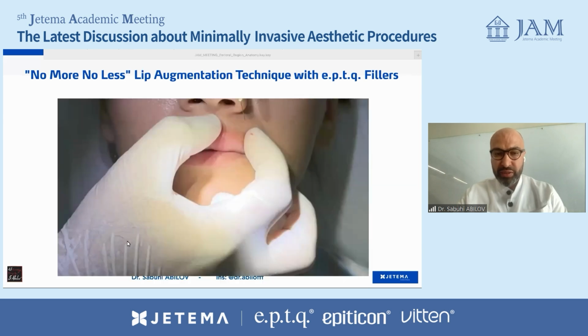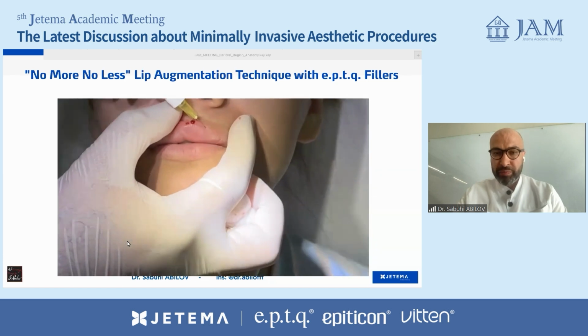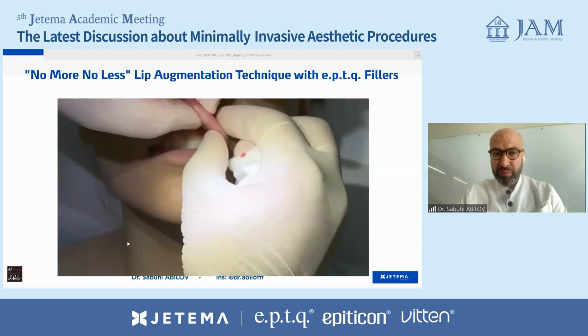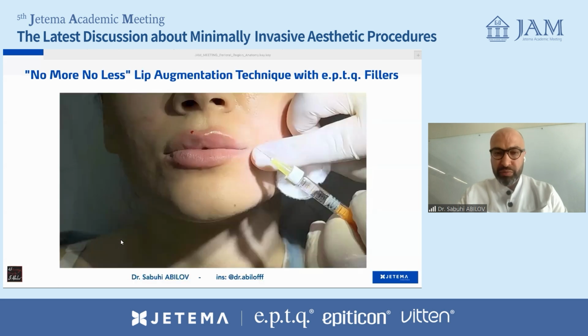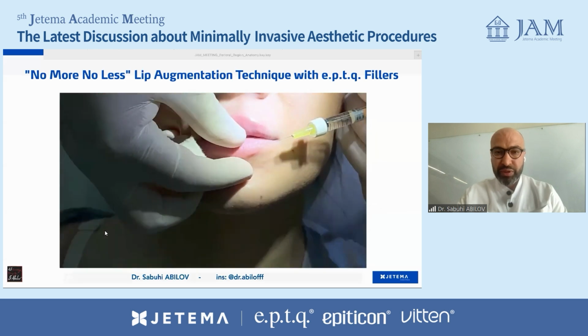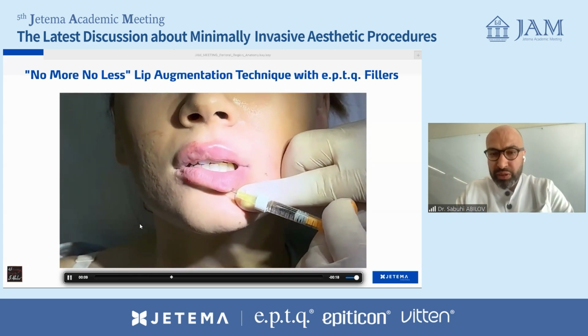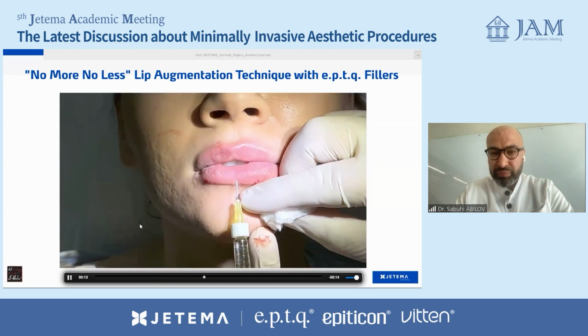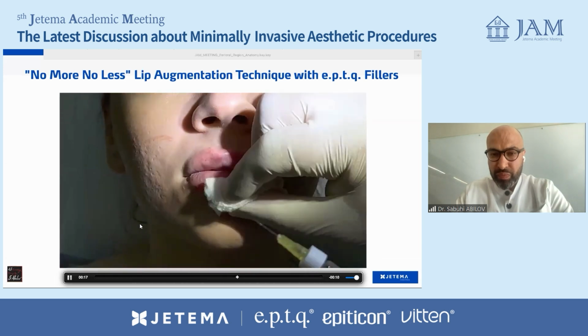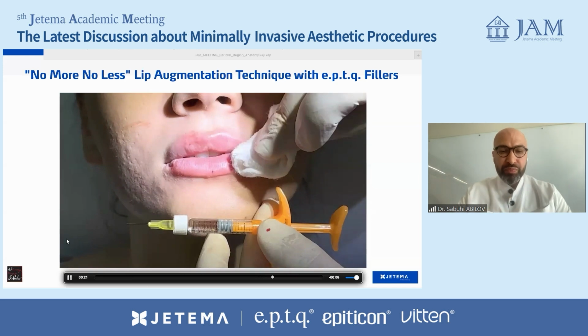And next slide, this is a continuation of the technique. We are doing a good massage, and you see how the shape of the lip is changed. For the lower lip, it's the same. We are entering quite superficially. You see, we have used for both the upper and lower lip approximately 0.5 ml of Epitic S300, and that's why this technique gives us a big advantage.